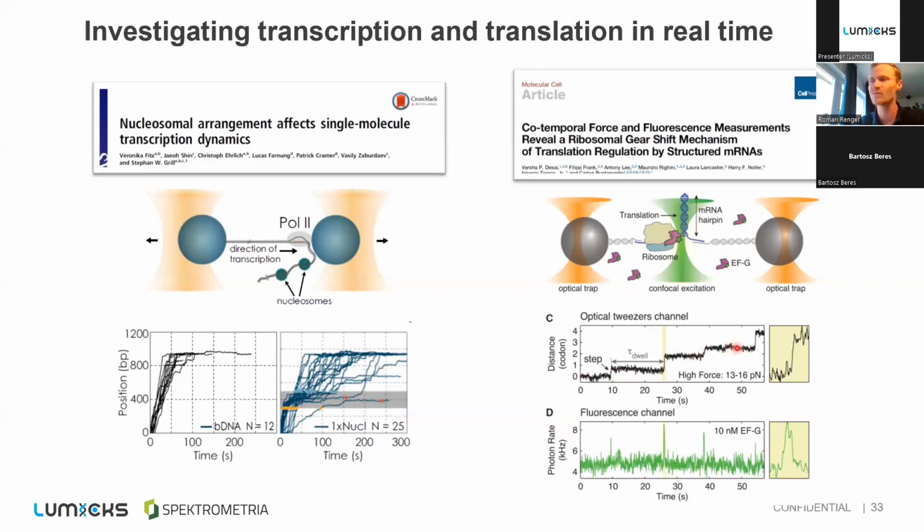Stepwise increase in the distance between the two beads. And each step was actually accompanied by a fluorescence signal. So that means that in every step, EFG is binding to the ribosome. The ribosome is making a 3-nucleotide step through this hairpin, basically translating this hairpin, and then the EFG unbinds again until the next one binds, and we can go another step.